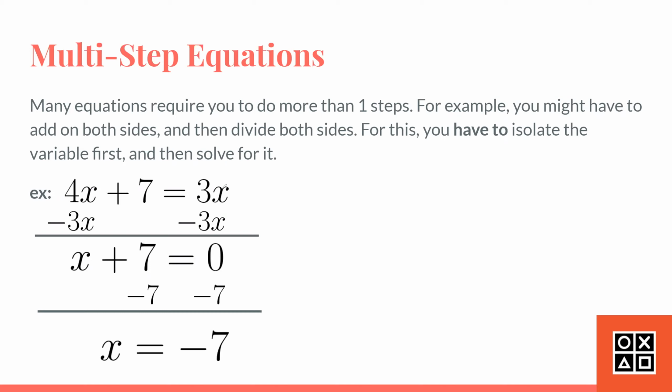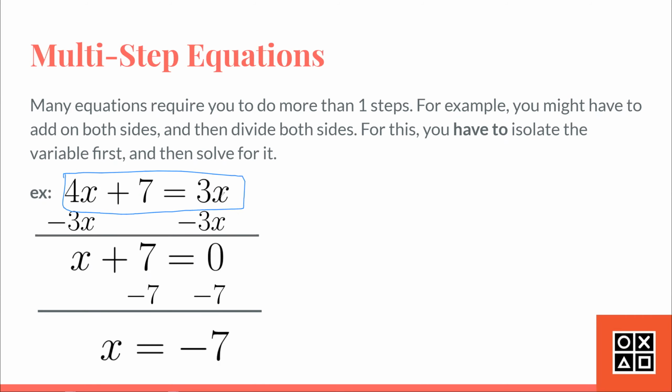So what we mean by isolating the variable is that given the equation 4x plus 7 equals 3x, you would want to first subtract 3x from both sides, because what you're trying to do is isolate the variable. So after you subtract it, you get x plus 7 equals 0. And remember, we're trying to isolate the variable on one side. So then you would subtract 7 from both sides to get x equals -7.